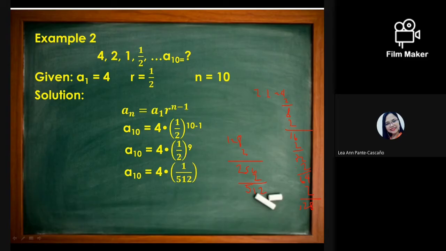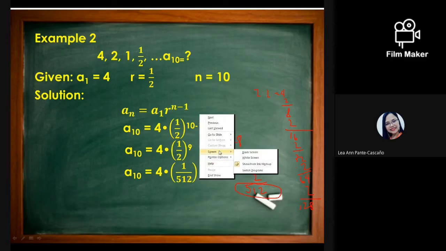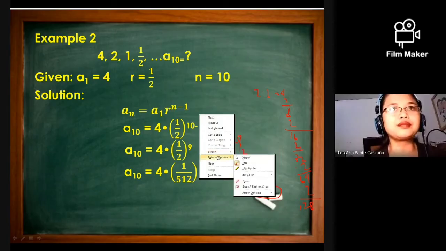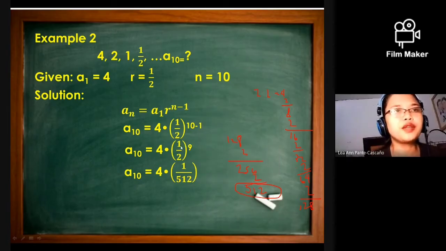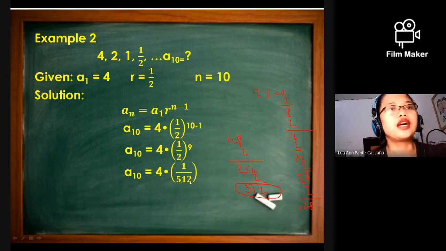We raise 2 to 9, so we multiply 2 by itself 9 times. Let's check. 1, 2, 3, 4, 5, 6, 7, 8, 9. So that means 2 raised to 9 is 512. So that's it. We simplified: 1 raised to 9 is equal to 1, then 2 raised to 9 is 512.